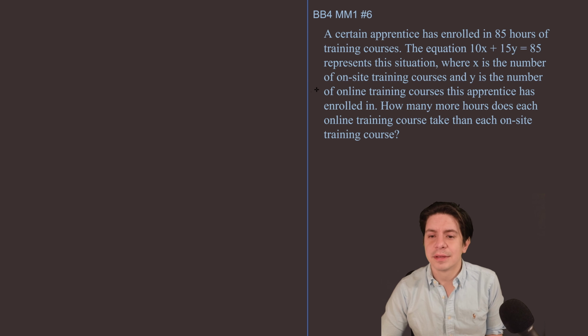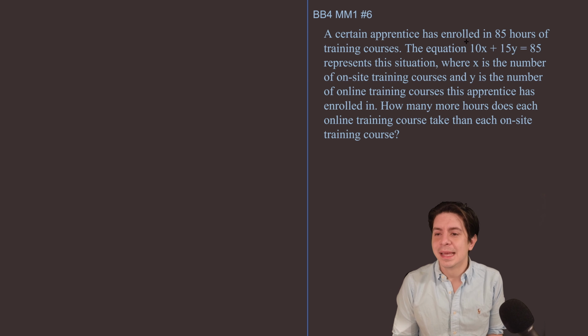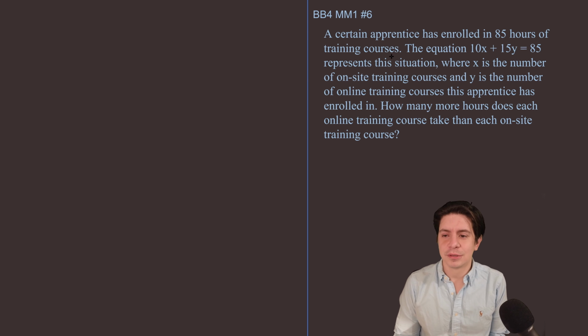Okay, on this one we have a certain apprentice who has enrolled in 85 hours of training courses. The equation 10x plus 15y equals 85 represents the situation where x is the number of on-site training courses and y is the number of online training courses this apprentice has enrolled in. How many more hours does each online training course take than each on-site? So the x is the on-site, and that's 10x. The y is the online, and that's 15y. So how many more hours does it take?